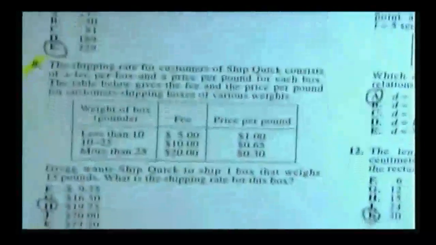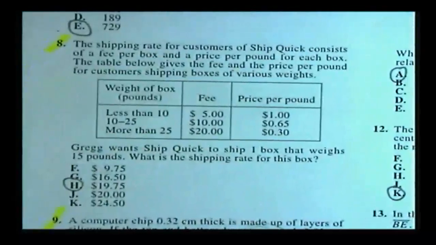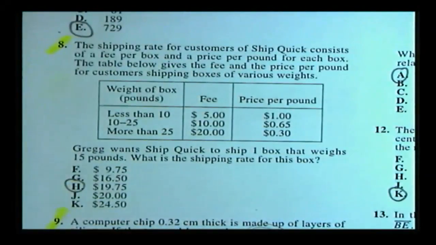Looking at problem number 8. The shipping rate for customers of ShipQuick consists of a fee per box and a price per pound for each box. The table below gives the fee and the price per pound for customers' shipping boxes of various weights.